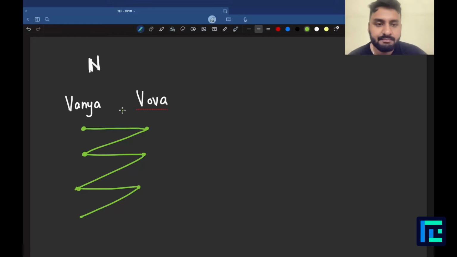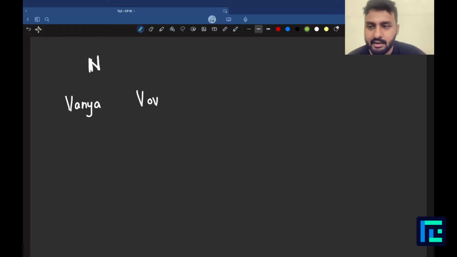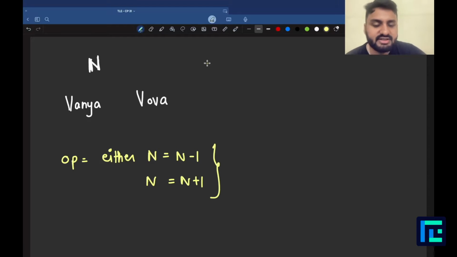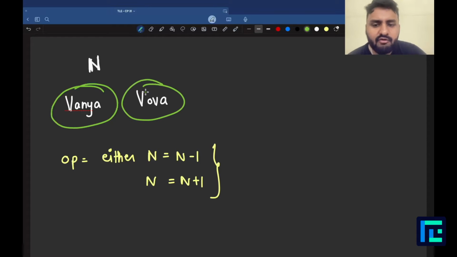Until somebody wins. Now the winning condition, what's the winning condition? Let's try to understand that. The winning condition is, you are given an operation. This operation looks something like this. Either you change n equals to n minus 1, or you change n equals to n plus 1. These are the two operations given to you, which you can perform in every turn. When you are with Vanya, Vanya might or might not do this change, that either he increases the number by 1 or he decreases the number by 1 and so on. And similarly, Vova might do something that he thinks is the most suitable move for himself.